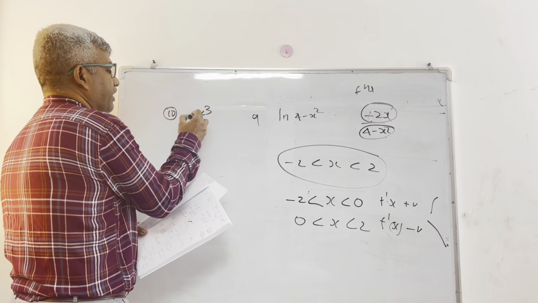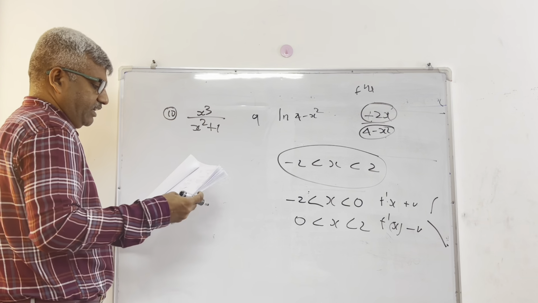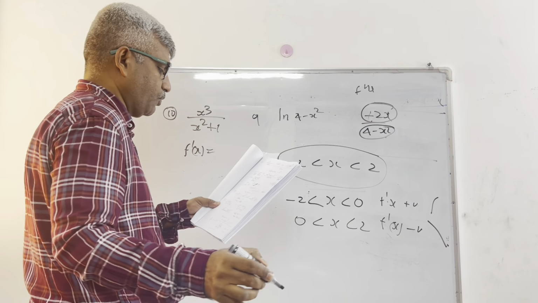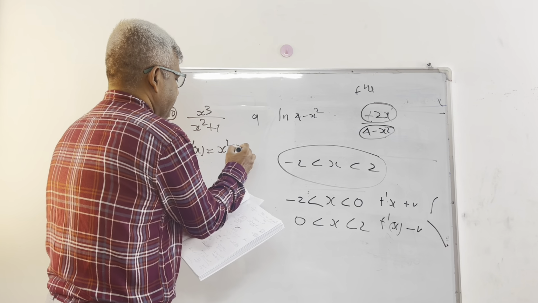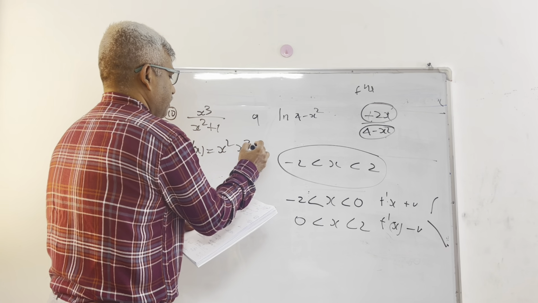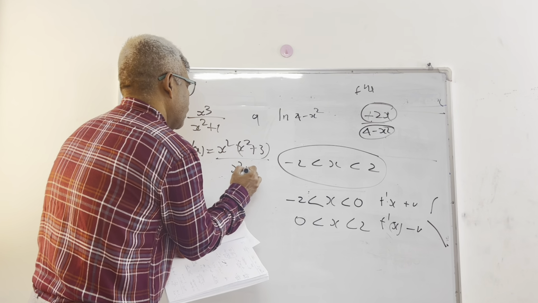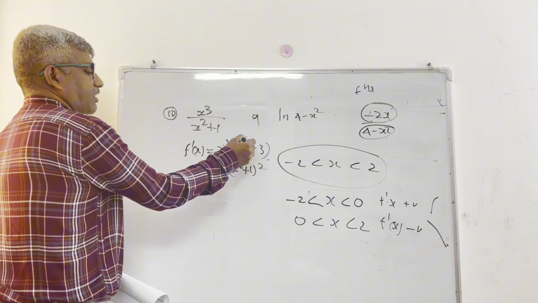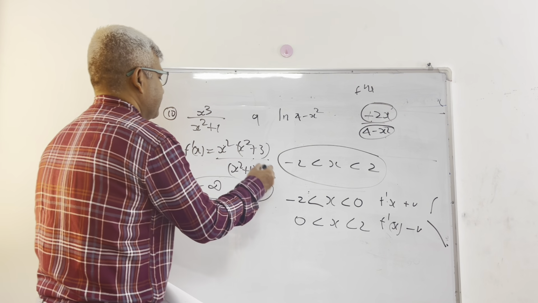Question number 10. x cube over x squared plus 1. If I just simplify, by this time you would have known it, we have done so many quotient rules. F dash x is equal to x squared times (x squared plus 3) over (x squared plus 1) whole square. This is always positive, all are squares. So from minus infinity to plus infinity, it is increasing.